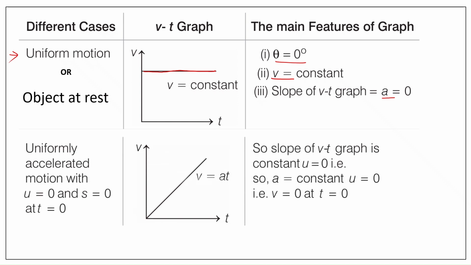Next, uniformly accelerated motion with u is equal to 0, s is equal to 0 at t is equal to 0. In case of uniform motion having zero initial velocity, the graph shows a straight line. Therefore, slope is constant. That is, v is equal to 0 at t is equal to 0.